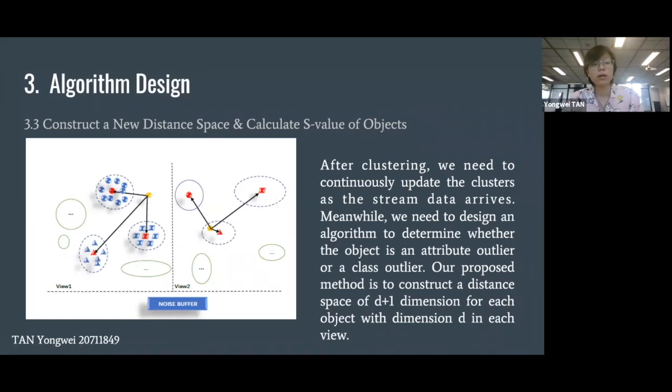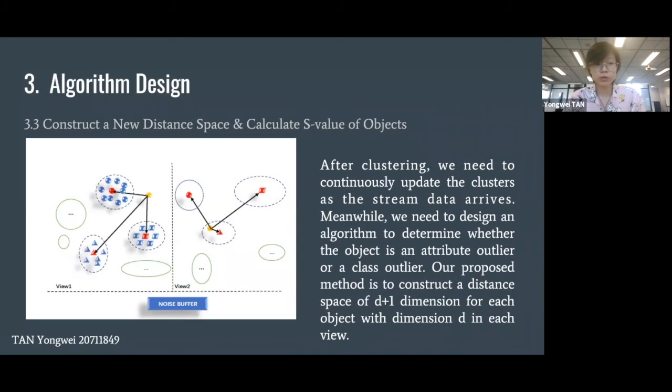Hello everyone, I'm Tan Yongwei. I'll talk about the remaining part of the algorithm. After clustering, we need to continuously update the clusters as the streaming data arrives. Meanwhile, we need to design an algorithm to determine whether the object is an attribute outlier or a class outlier.